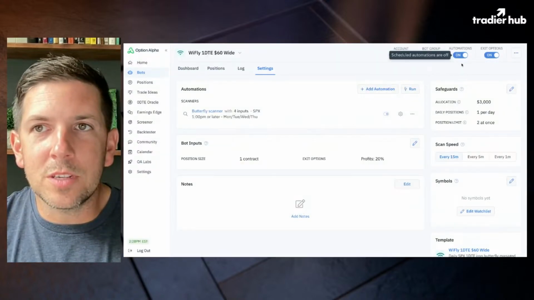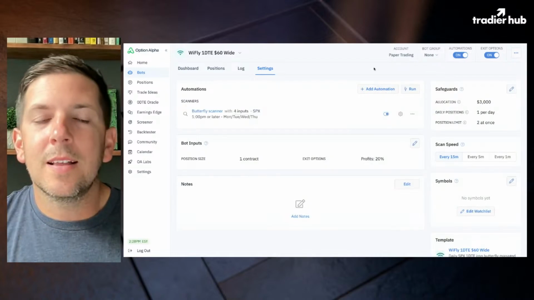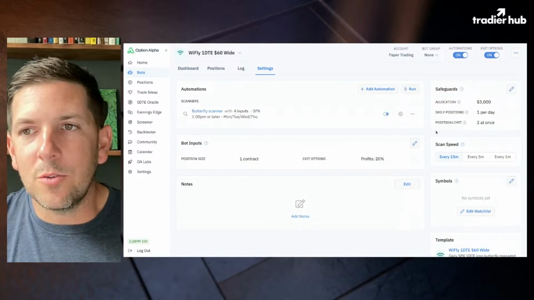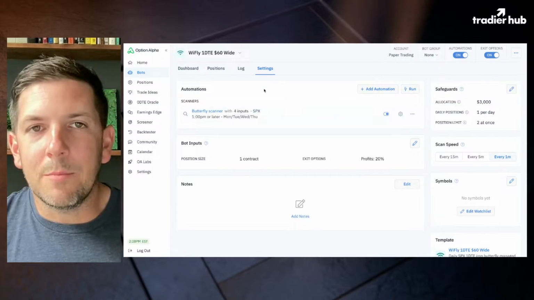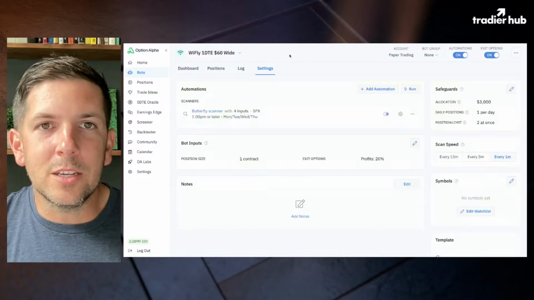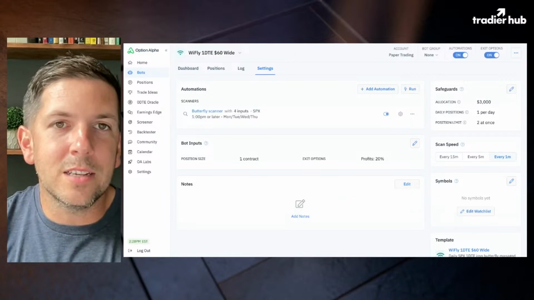And then once you're good to go, you simply turn on the automations and let the bot run through its process and go through everything. You can turn on 1-minute scans, which are free for everyone now. And that allows the bot to do what it needs to do to try to find a position and try to get into that position for you.